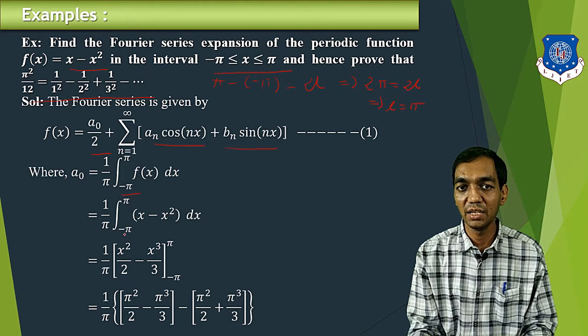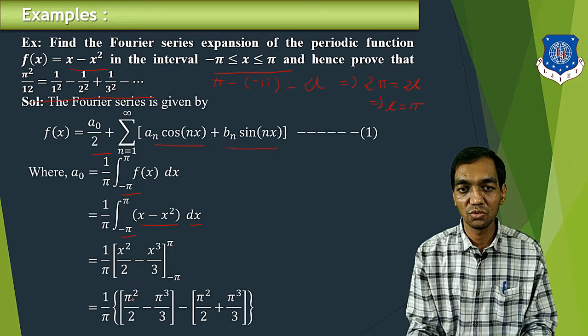So 1 upon pi integration from minus pi to plus pi of x minus x square dx, where f(x) is x minus x square. Integrate this, so you will have x square by 2 minus x cube by 3, and the limit is from minus pi to plus pi. First the upper limit, so you will have pi square by 2 minus pi cube by 3, and then the lower limit, so minus pi square will be pi square, and minus pi the whole cube will be a minus of pi cube. So here you have plus pi cube by 3.